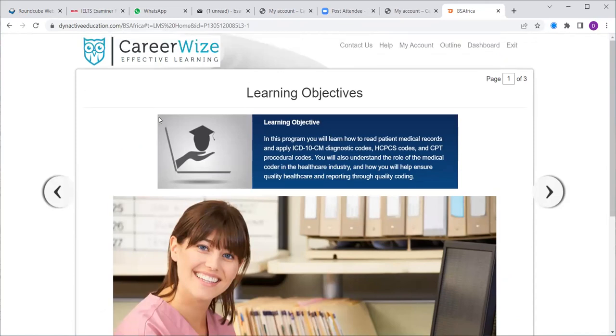So you start with learning objectives. Pa, can you see learning objective on your screen? Yes, please, I can. Can you read what is under learning objective? In this program, you will learn how to read patient medical records and apply ICD-10 CM diagnostic codes, HCPCS codes, and CPT procedural codes. You will also need to understand the role of the medical coder in the healthcare industry and how you will help ensure quality healthcare and reporting through quality coding. Great.